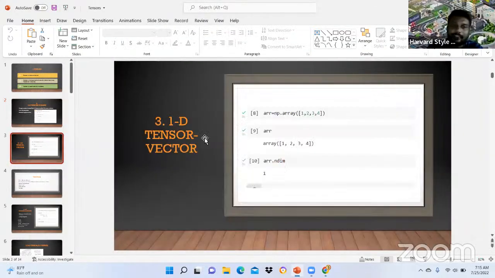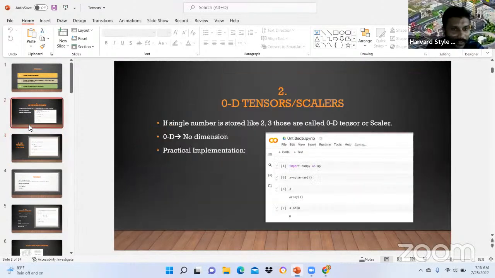Then guys, the next thing, 1D tensor. A one-dimension tensor, we'll call it a vector, guys. Now, guys, one question. A scalar does not have what, guys? Direction. Why is that? I have now proved it mathematically. a.ndim, the number of dimensions of this scalar, is 0.